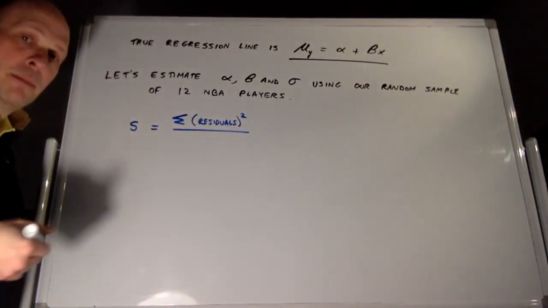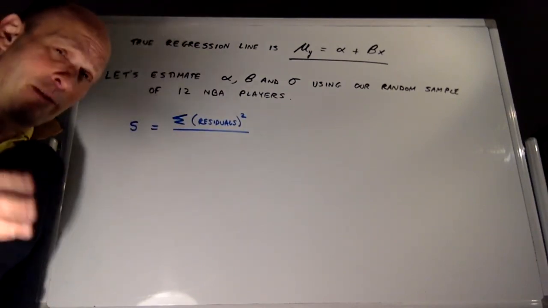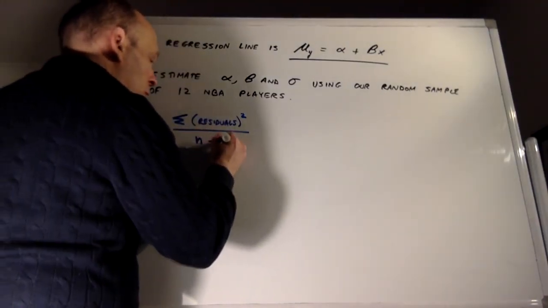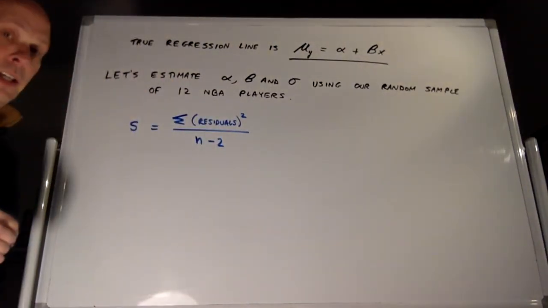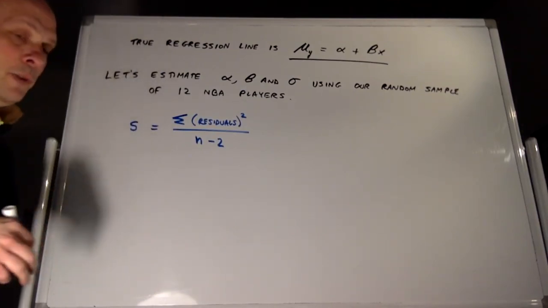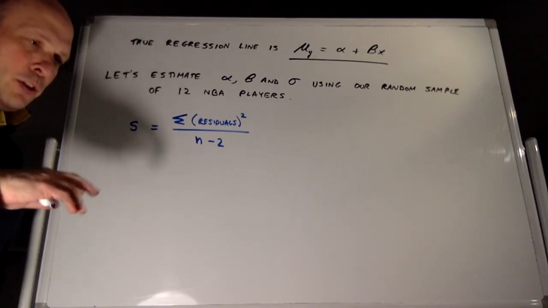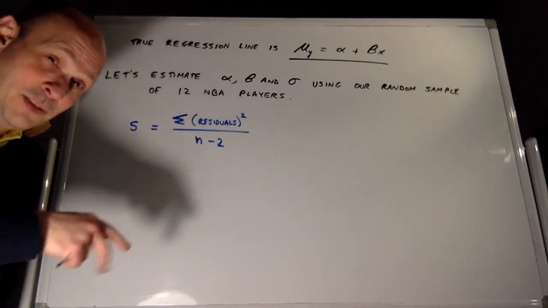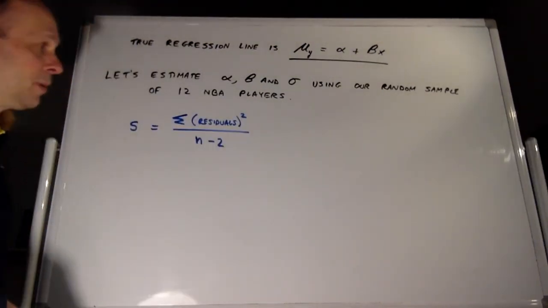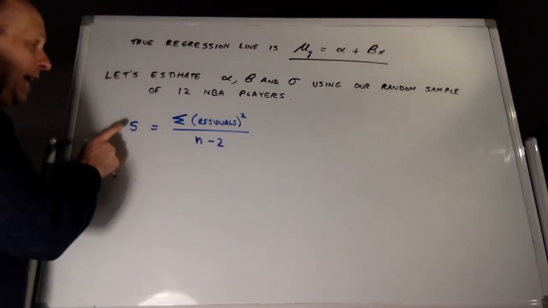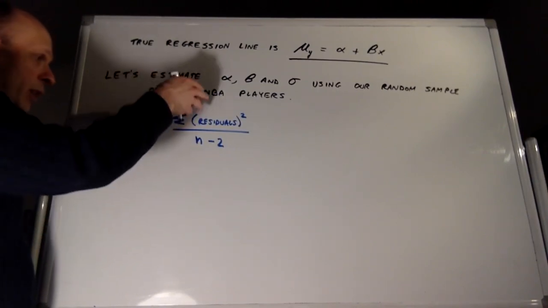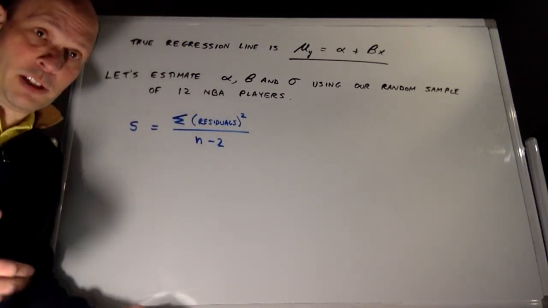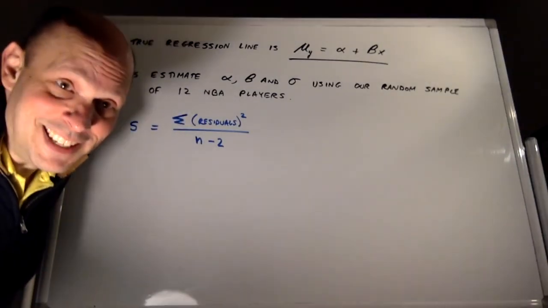And we have 12 NBA players, so you might think we would divide by 12, but you might remember that we did this weird thing where we divided by not n, but n minus 2 instead. Okay? We're doing that because we have these two degrees of freedom. We need to know alpha and we need to know beta as well. You don't really have to worry about that part, but this is how we're going to calculate S: the sum of the squares of the residuals divided by n minus 2. So obviously it's calculator time, so get your calculator out and your printout, and let's get to it.